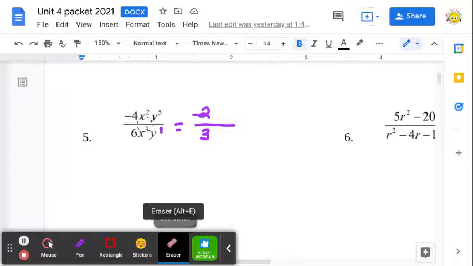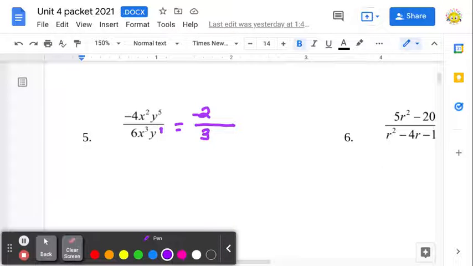Then if we look at the x's here, we have an x squared and then an x to the 3. Remember, you're going to subtract your exponents. So 3 minus 2 is 1, and then we put our answer where the bigger exponent is. So an x to the 1 goes on the bottom.